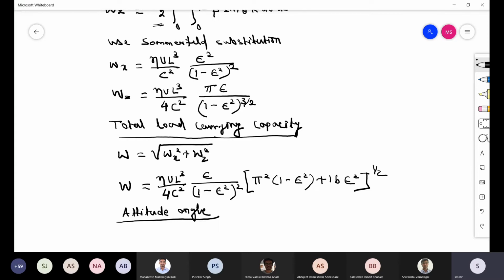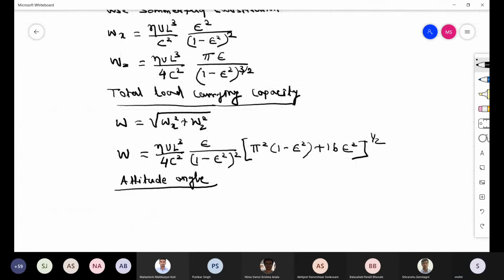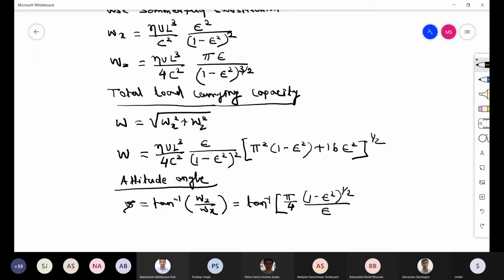Okay, so attitude angle is your phi, tan inverse Wz by Wx. So this is your attitude angle that you will get.